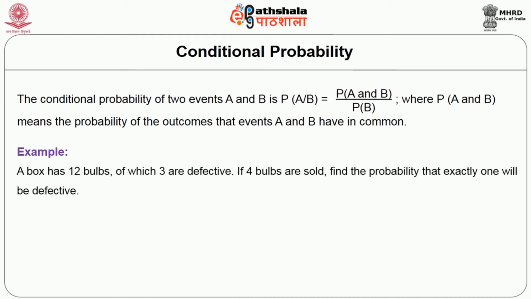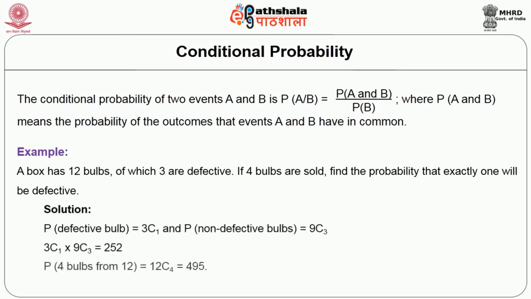A box has 12 bulbs of which 3 are defective. If 4 bulbs are sold, find out the probability that exactly 1 will be defective. We need to find out the defective bulbs. So let us understand, probability of defective bulb is equal to 3 combination 1, and probability of non-defective bulbs is represented by 9 combination 3.